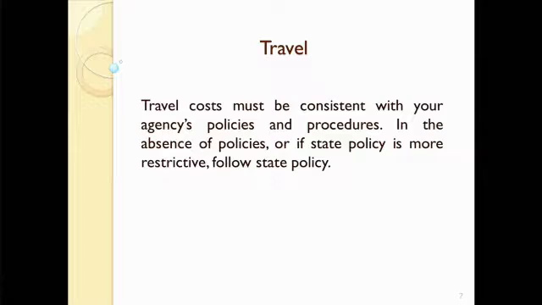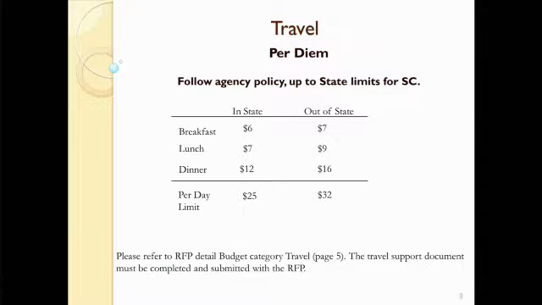Travel cost must be consistent with your agency's policies and procedures. In the absence of policies, or if state policy is more restrictive, follow state policy. Travel per diem: follow agency policy up to state limits for South Carolina. Please refer to the RFP detail budget category travel, page 5. The travel support document must be completed and submitted with the RFP.